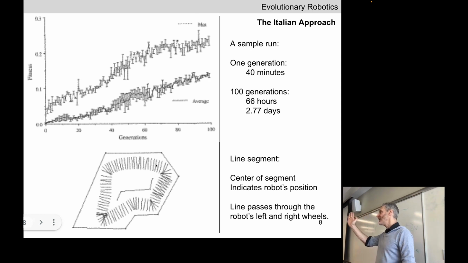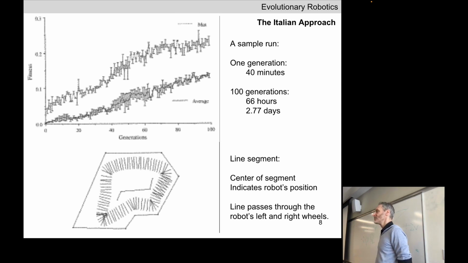Each line segment here corresponds to 1/10 of a second during this 10-second period. The center of the line segment represents where the robot was, and the orientation of the line segment represents the heading of the robot at that time. How did the robot do? Pretty good. It got all the way around the maze.